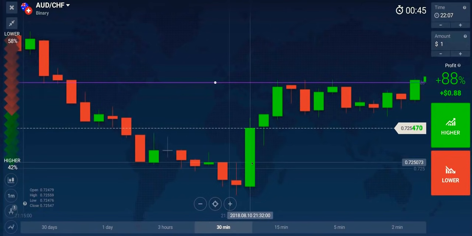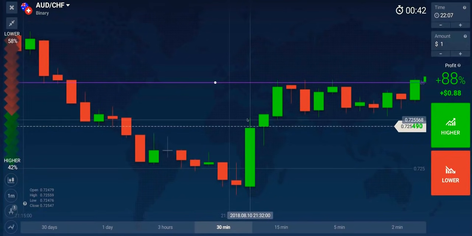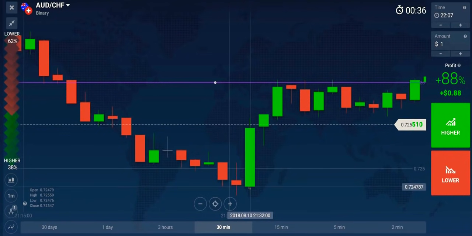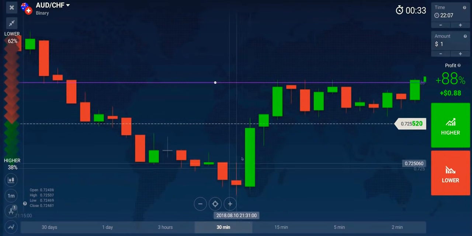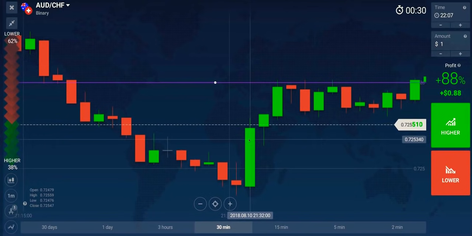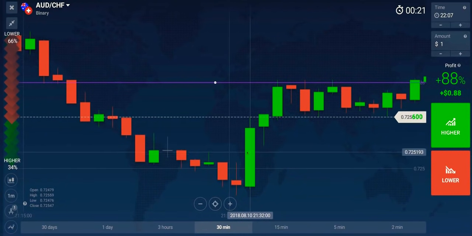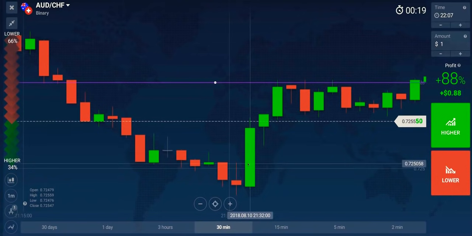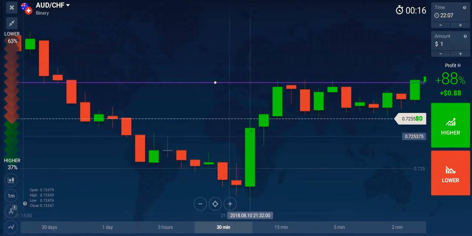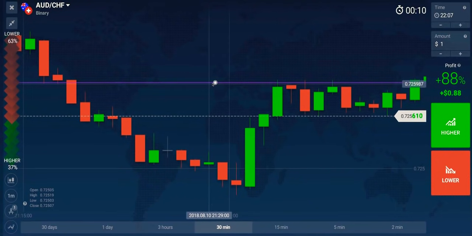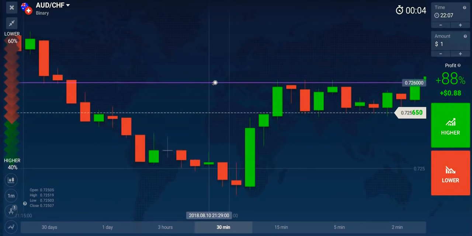very big green body, and you can see the body to wick ratio. The body is extremely much bigger than the wick, and the wick is so small. Even the lower wick is also very small. When you see a candle like this, this candle shows you pressure. What it means is, from a downtrend going down, this candle has broken the down direction and the market is now going upwards.